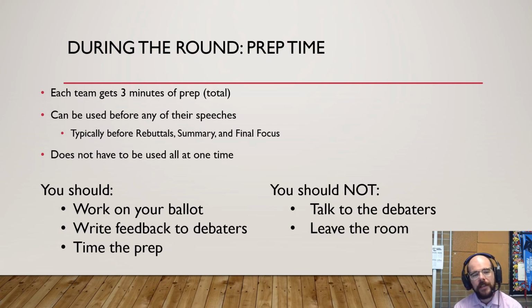Also during the round, each team gets a total of 3 minutes of prep time. This can be used before any of their speeches, but you'll typically see it used before their second constructive or rebuttal speeches, their summary speeches, or their final focus. Prep time does not have to be used all in one chunk, and teams will oftentimes take 30 seconds, 45 seconds, or a minute of prep time and disperse it throughout the round.